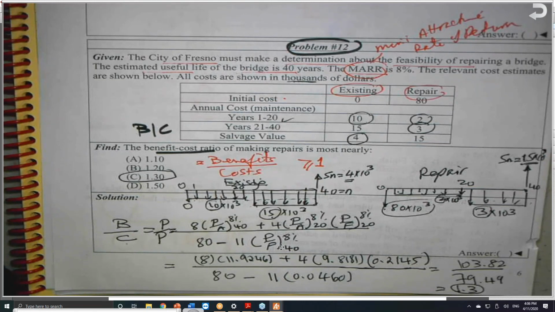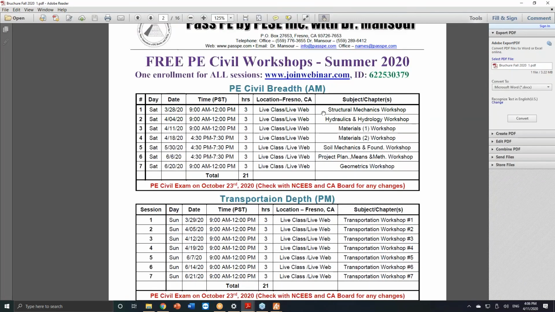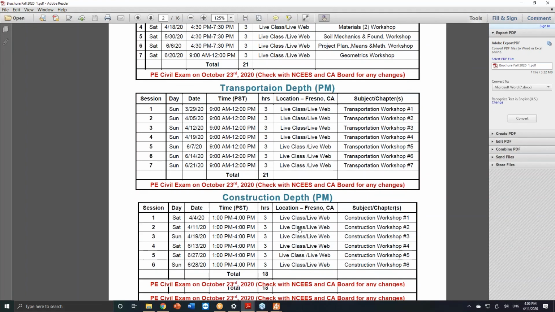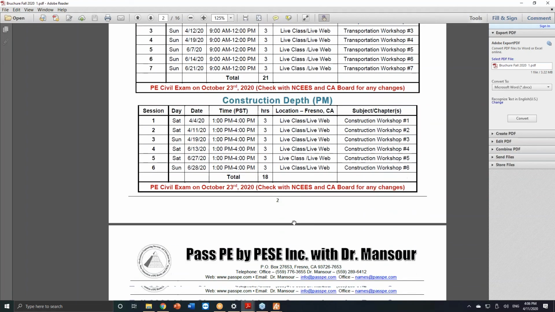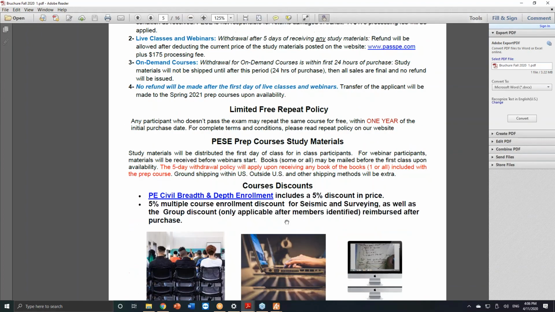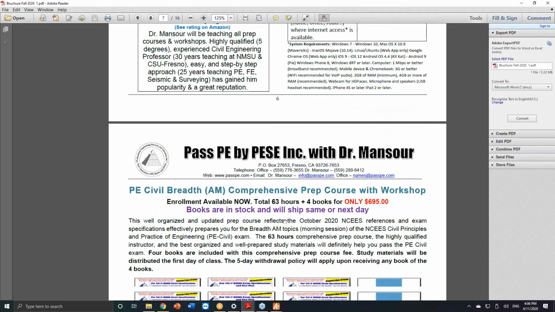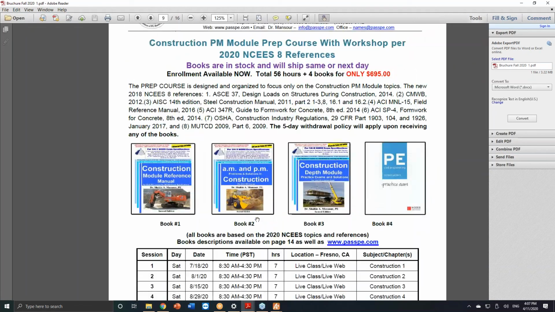I sent an email, I believe, or maybe one of my assistants or helpers sent an email. So this is the same ID. If you enrolled once, you are getting notifications from the computer for all these classes, the AM and transportation and construction, and the seismic also. I think I said that because everybody is sitting at home, let me help everybody as much as I can.